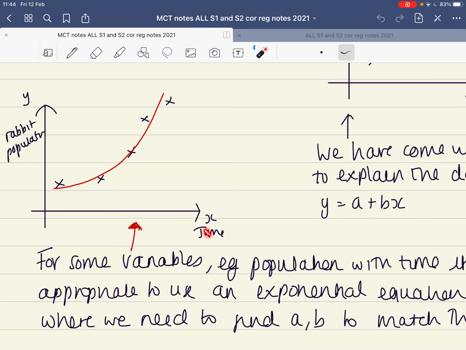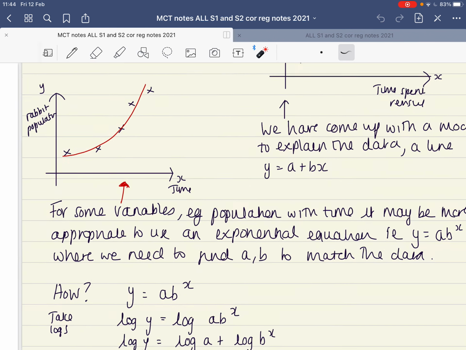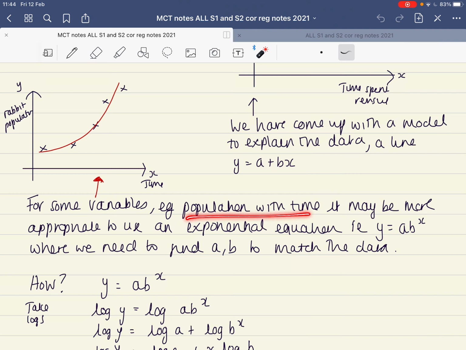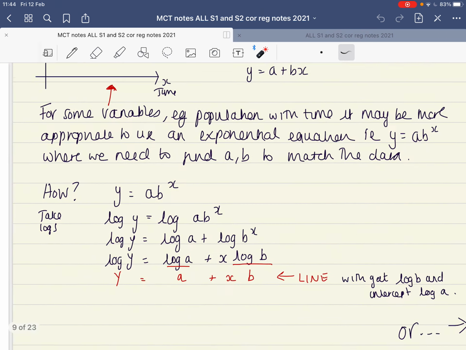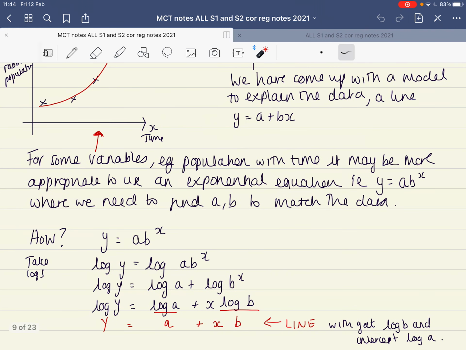Whereas sometimes, like take this example, this is how rabbit population changes over time. Now, this increases exponentially. It's a curve. So for some variables, like population with time, it might be more appropriate to use an exponential equation, for example, y equals ab to the x. And then you'd need to find out what a and b are to match the data. So it's almost like a regression curve. It's not called a regression curve. Okay, so let's see how we do that.